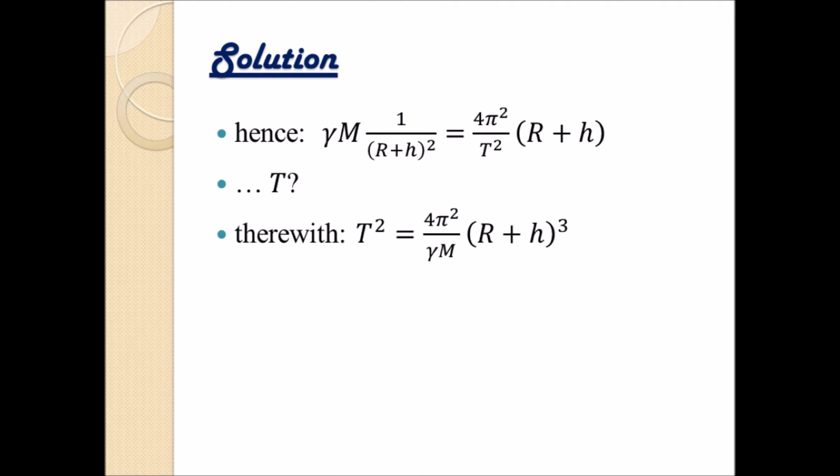Then we have t squared equals 4 pi squared divided by gamma M multiplied with r plus h to the power of 3. And well, gamma and M are unknowns. We are supposed to calculate t as a function of r, h and g, the gravitational acceleration on the surface of Earth. So how do we get this? Let's think about it for a moment.